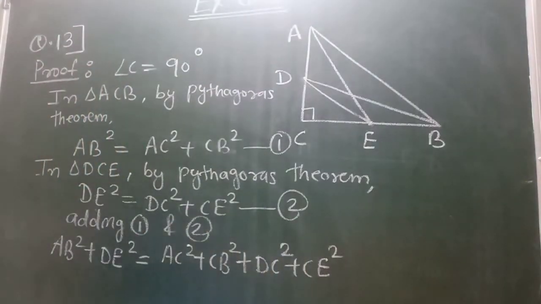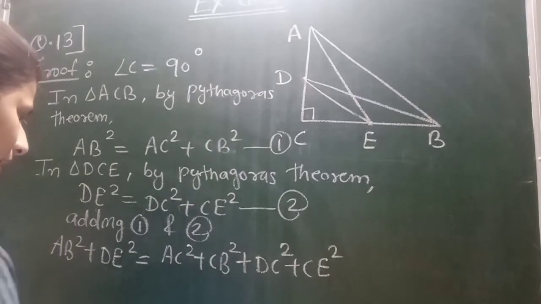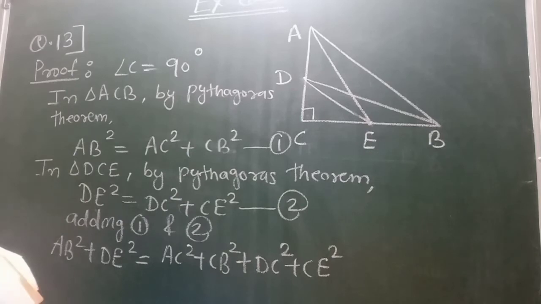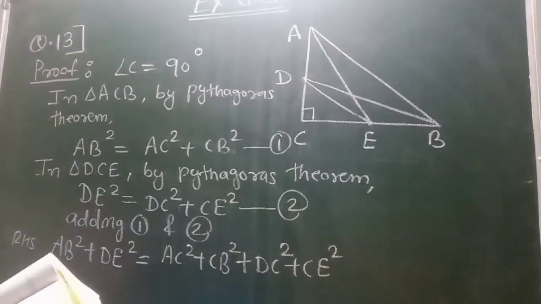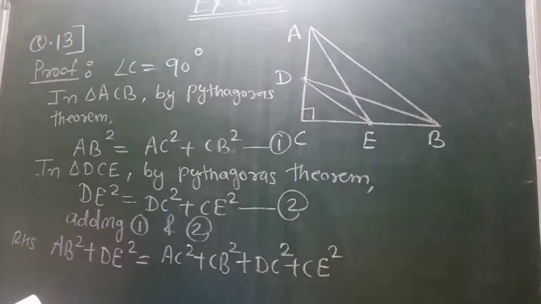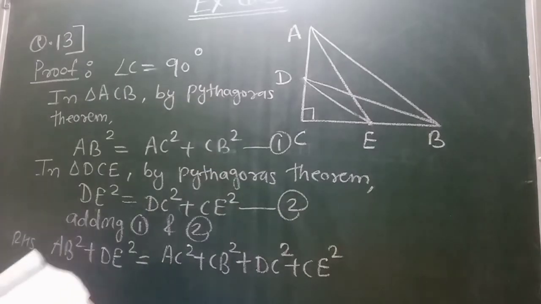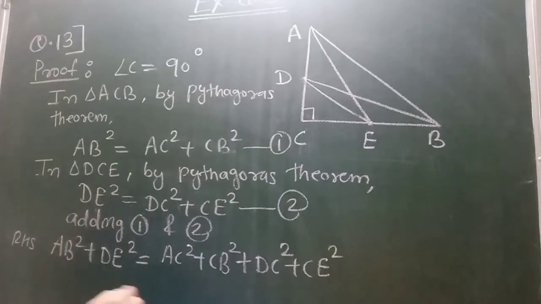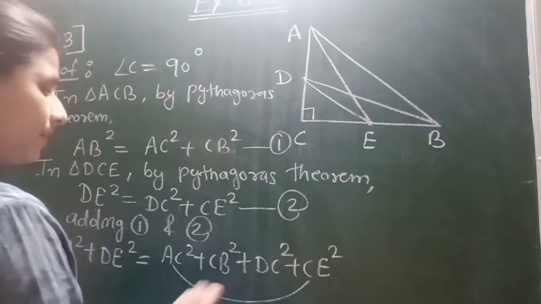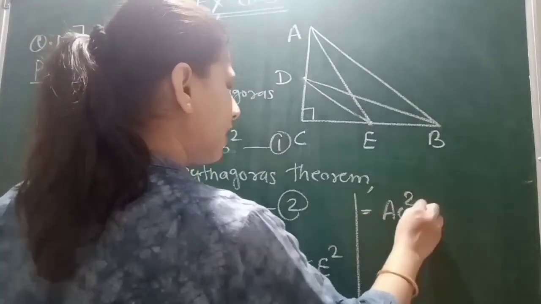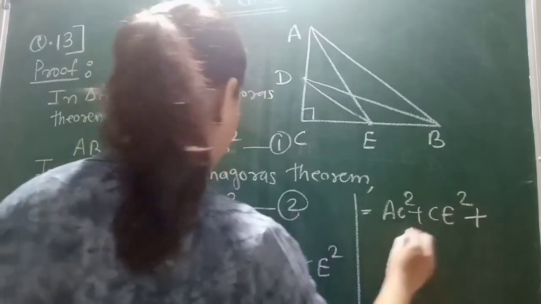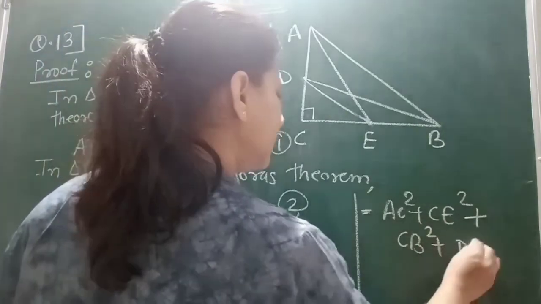Okay, now student, AB square plus DE square, that is your given right hand side part. Now we have to convert this part into what we want, AE square plus BD square. So how can we find it? For that we will make groups: AC square and CE square, and then CB square plus DC square.